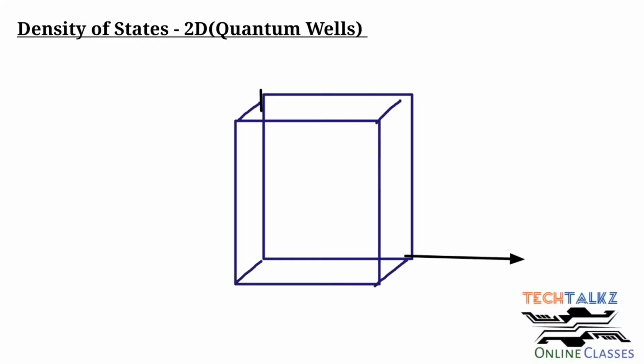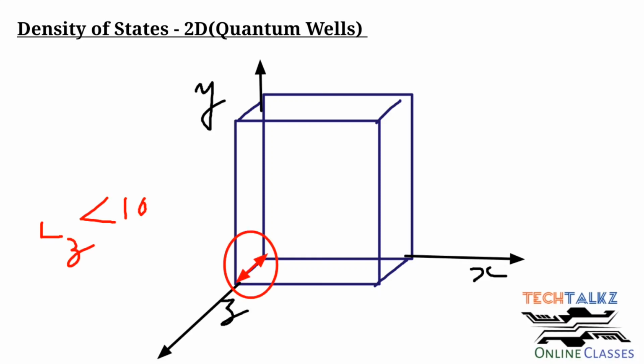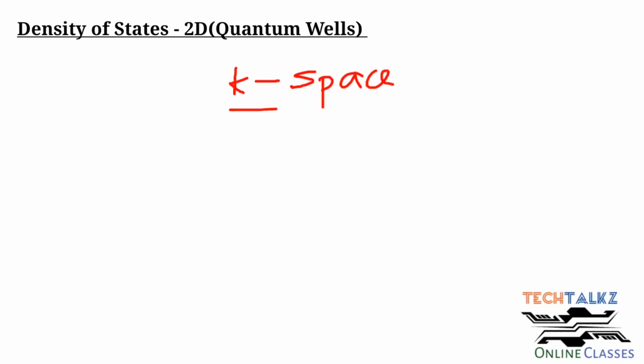We know that in quantum wells, the dimension along one of the axes is confined. So according to this, consider this figure. Dimensions across the Z axis are within 100 nanometers, so across the Z axis electron movement is restricted or confined. So it is a 2D structure. Now we can consider the two axes only, that is, across the X and Y axes.